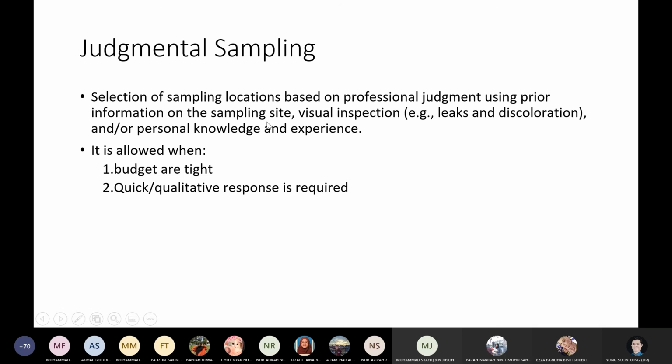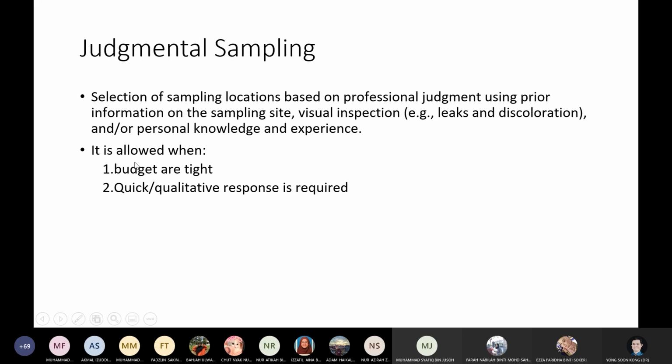Using prior information on the sampling site, and visual inspection. If you don't have any prior information, you can look for it. Visual inspection, like leaks or discoloration. For example, oil. What is the color of oil? It's black. If you are analyzing the presence of oil, you just look for any area that is dark, that has some oily appearance, or maybe some smell of oil. That is a place that you need to start. Not just that place, maybe that is a starting point. A lot of information you can use, either smell, visual, or whatever information you have. Sometimes touching also, you touch a certain soil sample, because oil is slippery. One example.